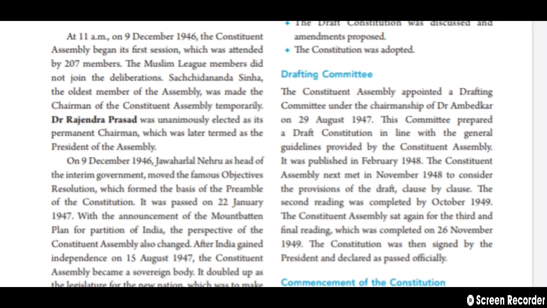Sachchidananda Sinha, the oldest member of the Assembly, was made the temporary chairman of the Constituent Assembly, and Dr. Rajendra Prasad was unanimously elected.